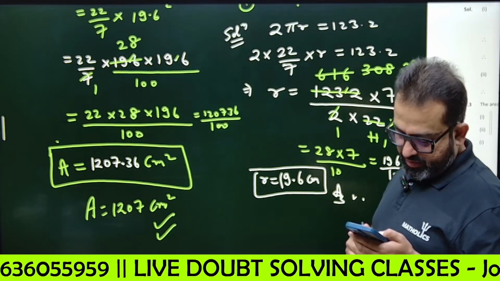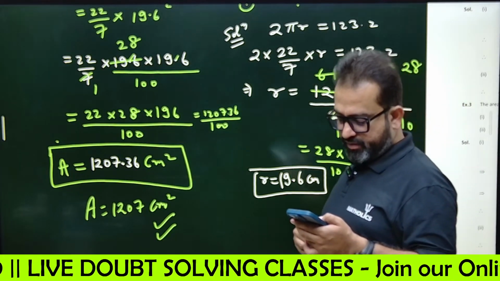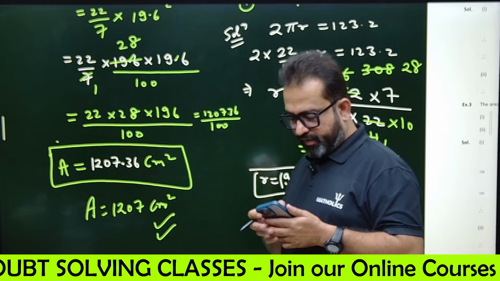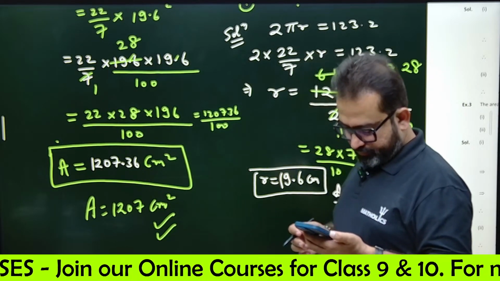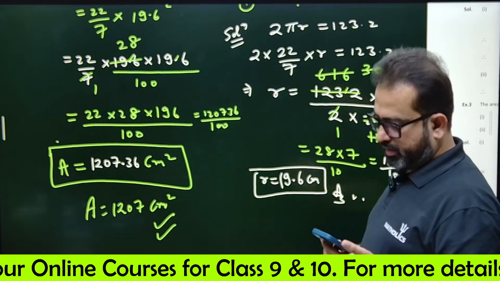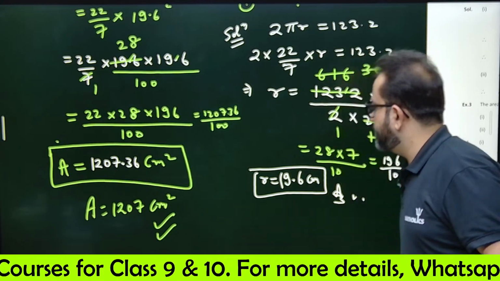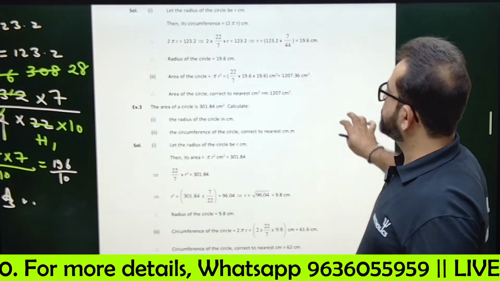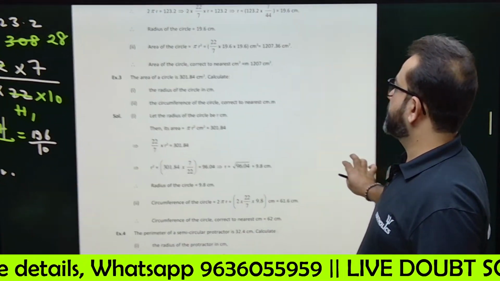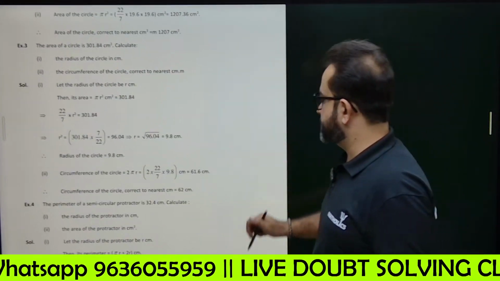Yes, 1207. Okay, sorted. Can we move forward? Sorted. Can we move forward? Okay. So this is how you actually solve. Now, area of the circle is this. Find the radius. Okay. We can also find radius like this.